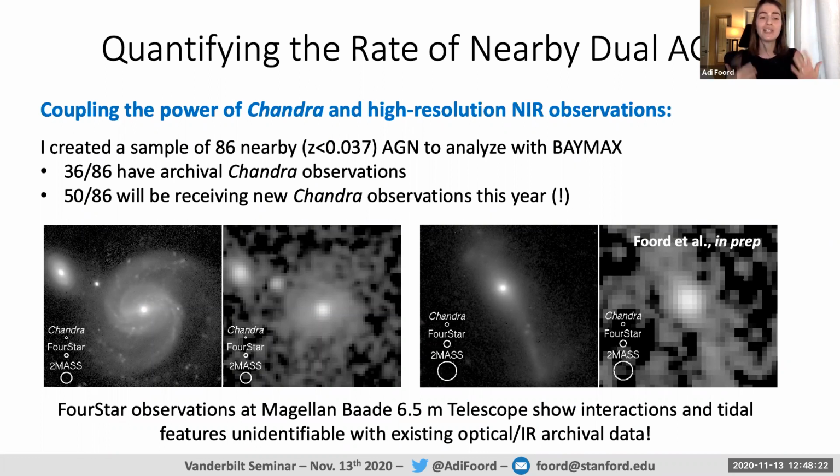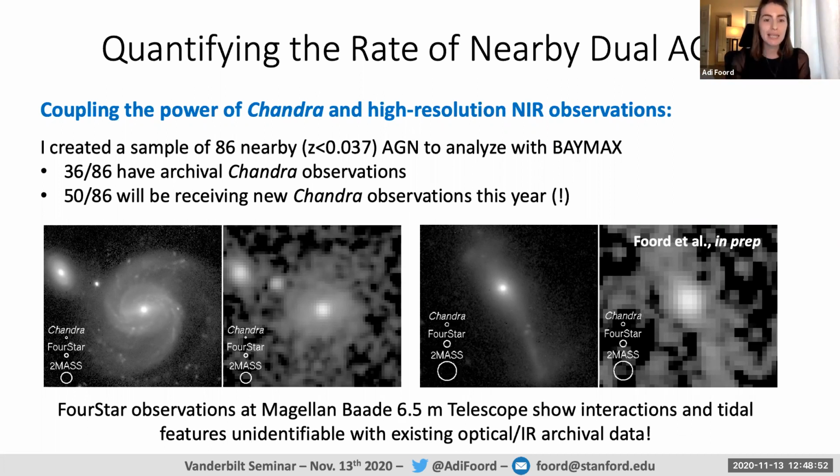In addition to the Chandra data, many of these systems also have follow-up observations in the near IR using 4-star observations at the Magellan-Baade telescope. These are observations I carried out while at the University of Michigan, and these high-res IR observations allow you to resolve both large-scale and small-scale morphological features that weren't identifiable necessarily with the existing optical and IR archival data.